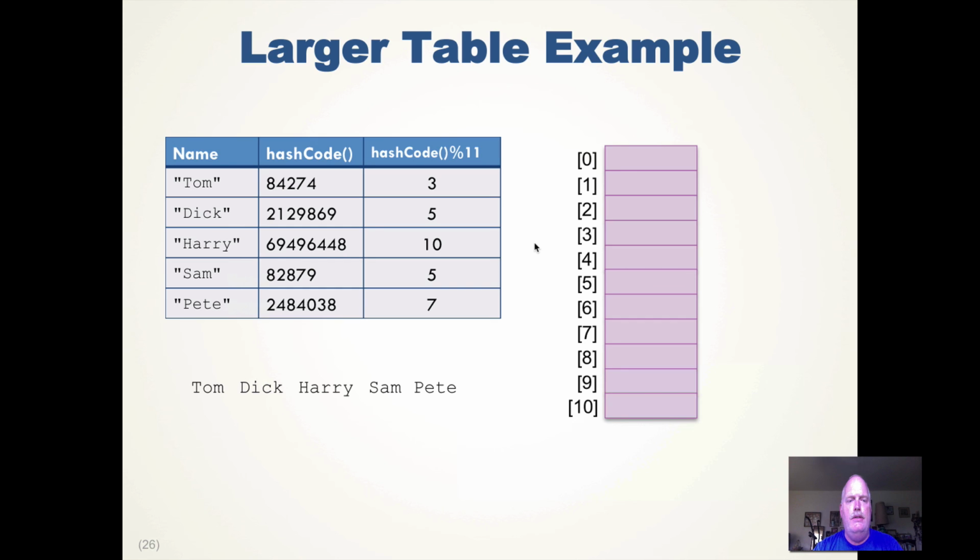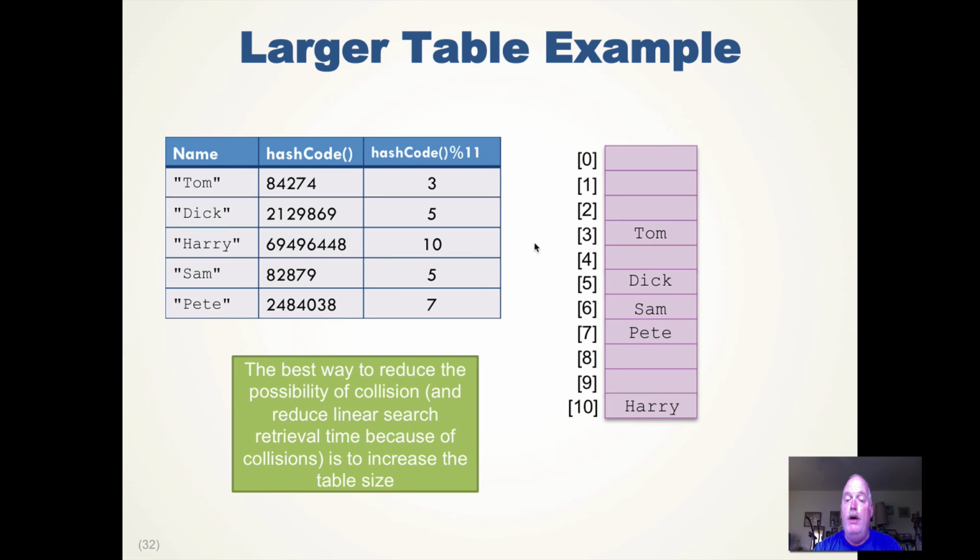So let's take a look at a larger table example. Now, again, because we have a different size table, the hash codes are different. And so Tom goes into 3, Dick goes into 5, Harry goes to 10, Sam goes to 5, there's a collision, and then Pete goes to 7. So we only had one collision in this case. So Tom, Dick, Pete, and Harry, their access is big O of 1. Sam, we have to do a collision resolution for Sam. The best way to reduce collisions is to increase the size of your table. It is also a good idea to use a table that has a prime number for a size.